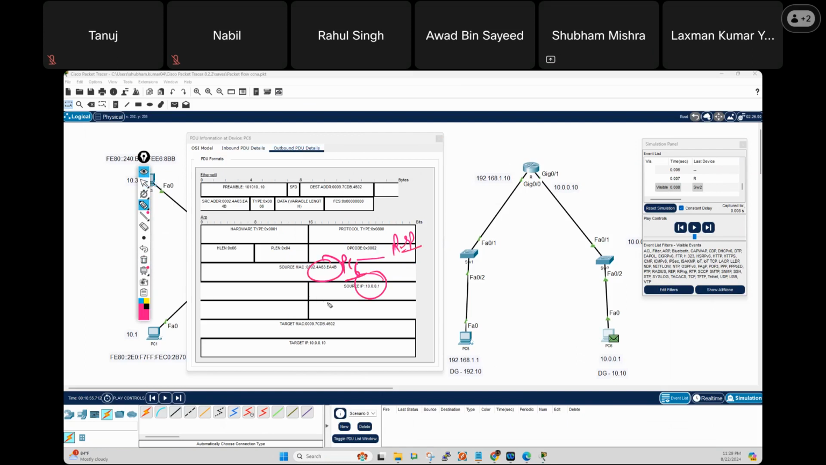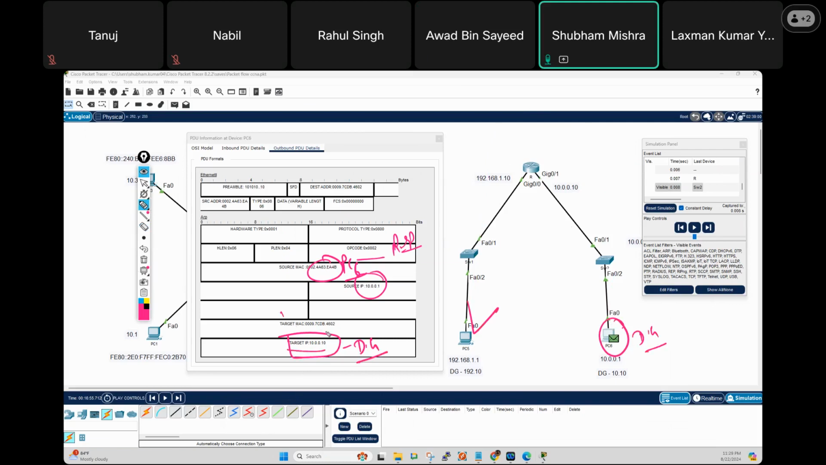And what is the target IP address? 10.10. It means this is the default gateway, right? This PC generates the ARP reply to its default gateway because the ARP packet never crosses here. Yes or no? So this PC generates the ARP reply for the default gateway. So the target IP address is 10.10.